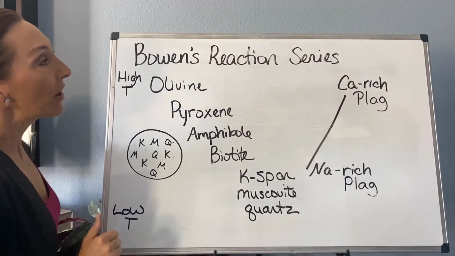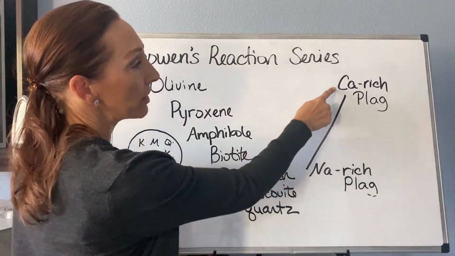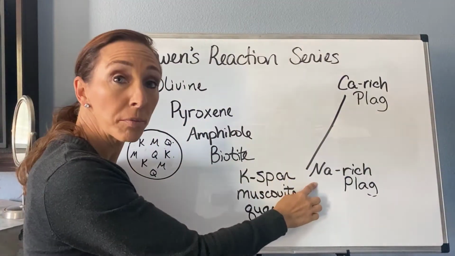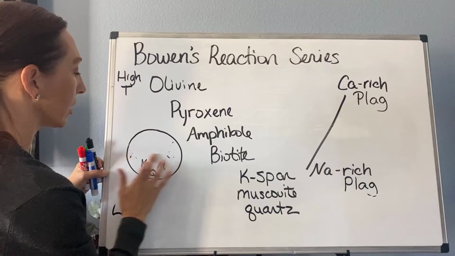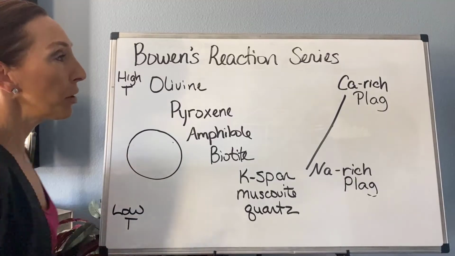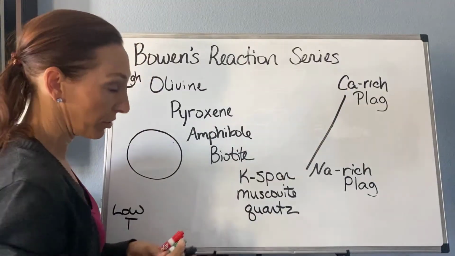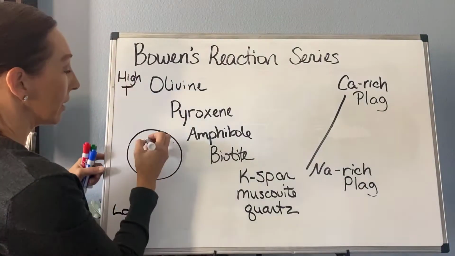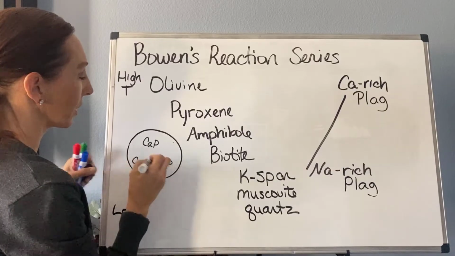Now, if we take the right side, which is our continuous series, you'll see we have two end members. Our calcium-rich plagioclase forms at high temperatures from a melt, and our sodium-rich plagioclase forms at low temperatures from a melt. So let me clear our little magma pile here. And so what we would see is if we were at really high temperature and this was a melt, and we started to cool it down, the first thing that would come out would be that plagioclase with the calcium taking up those spots. And so you have calcium plagioclase, calcium plagioclase, calcium plagioclase.